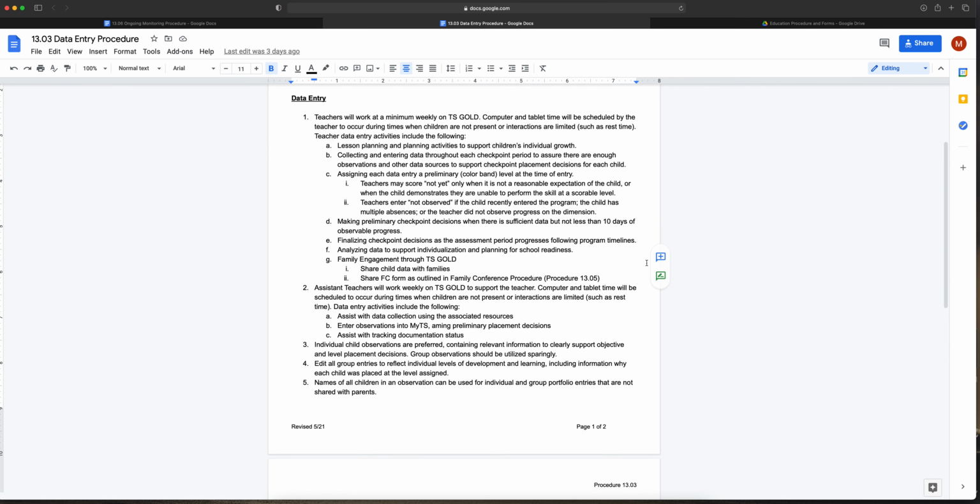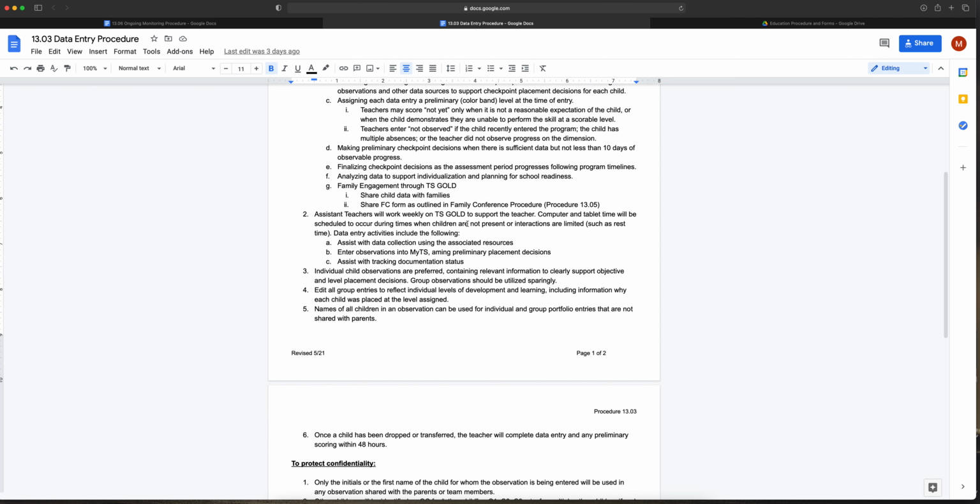Let's just review really quickly the data entry procedure. The first thing is that teachers are required to, at a minimum, enter data weekly in TS Gold. TS Gold is also, of course, the area where we enter our lesson plans. So this weekly minimum includes entering lesson plan data. It also includes collecting and entering data for checkpoint periods, and this can include observations and ranking data on children, individual children and individual child levels.